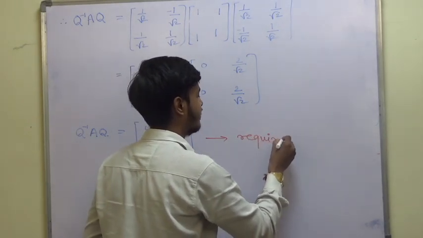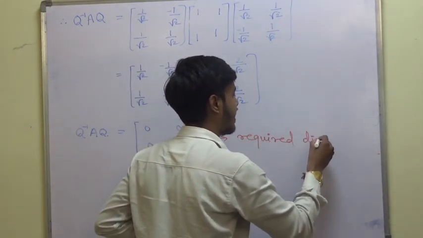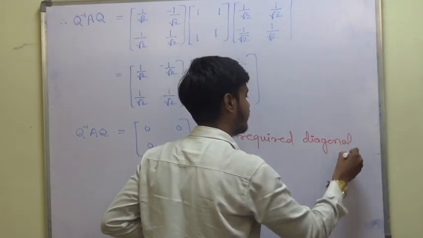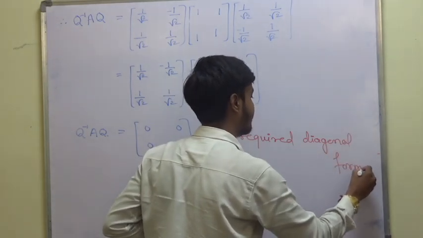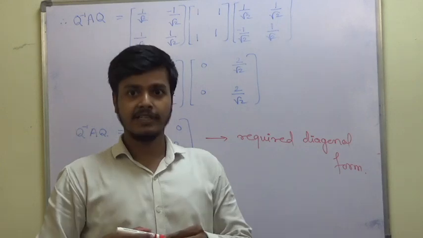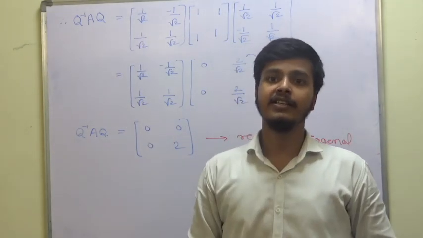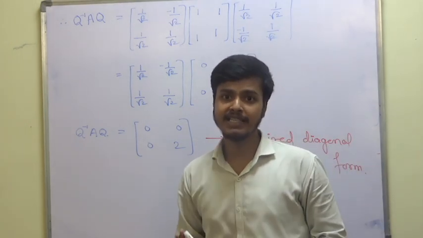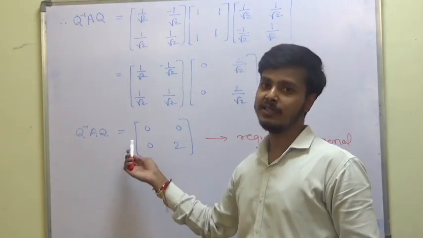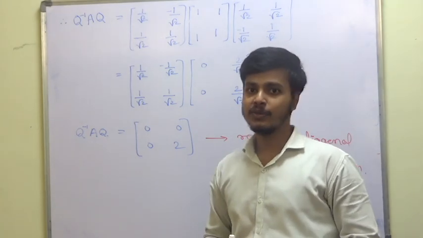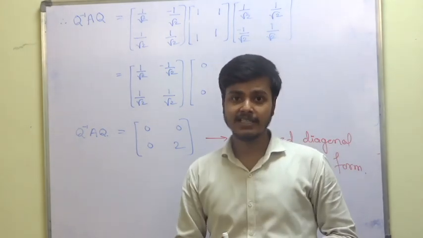And this is nothing but my required diagonal form. So we have just seen, if you are given a matrix, how to diagonalize that matrix using the orthogonal transformation. I hope this is making sense.